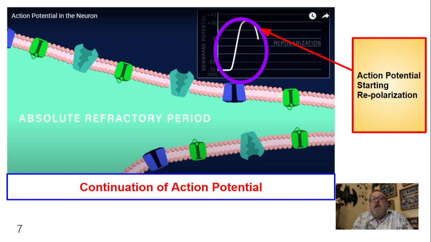Slide 7. Continuation of an action potential. Again, note the purple circle in the upper right-hand corner. The action potential has gone past the point where the nerve impulse has been triggered. The sodium channels are now closed and the potassium channels are open, starting the repolarization process. Repolarization is a potassium efflux and is now at a brief hyperpolarization phase where the membrane potential dips slightly below the resting potential before returning to normal.